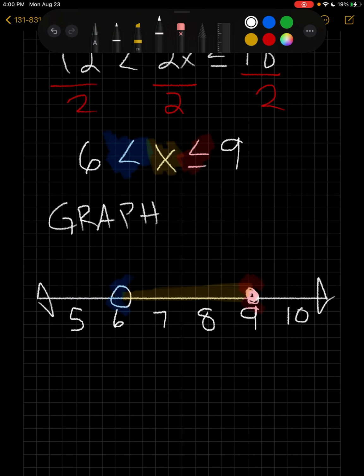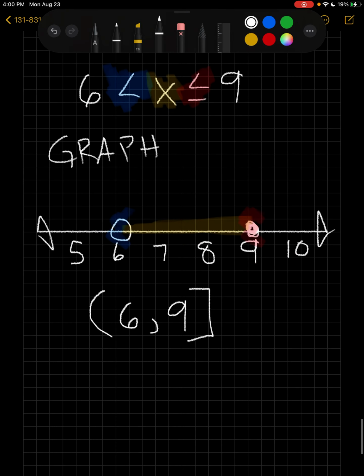So in interval notation, we would write that this way. My daughter's in the background saying 6 and 9. She's trying to help you guys. This would be our answer.